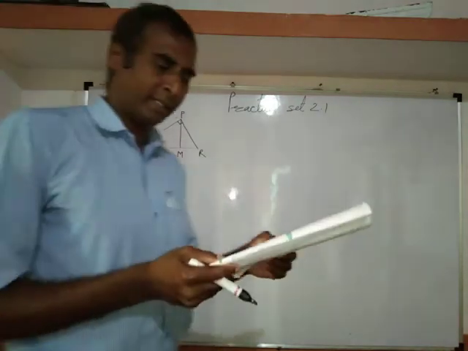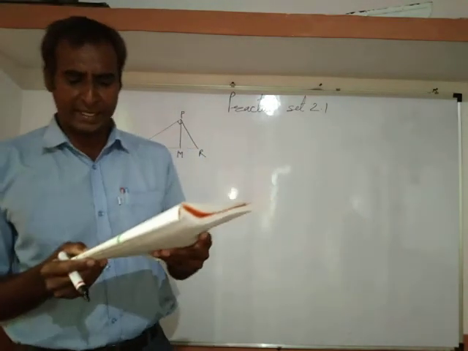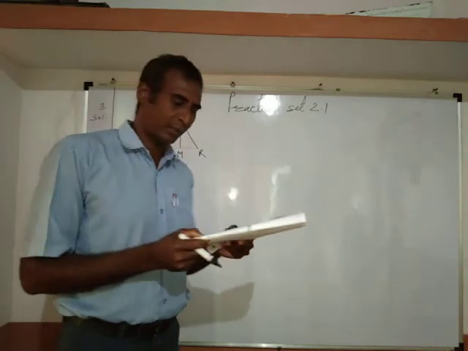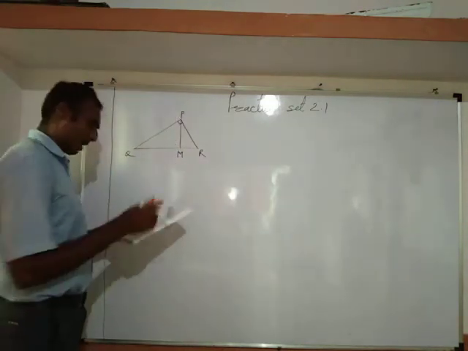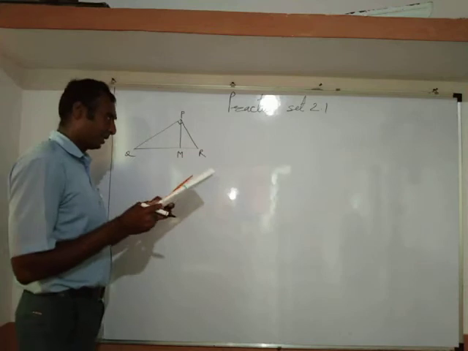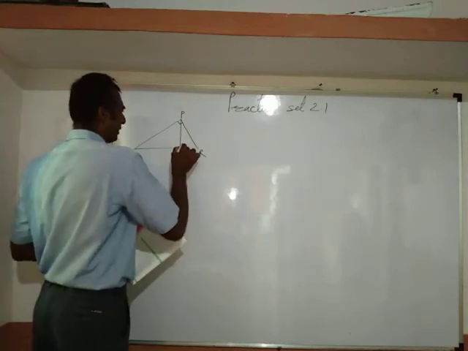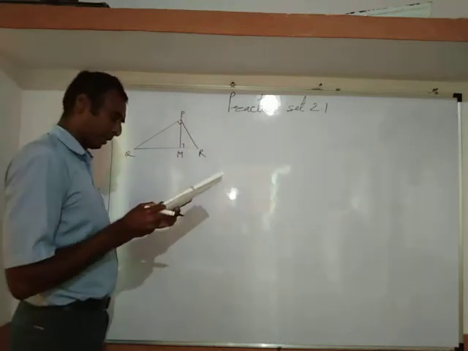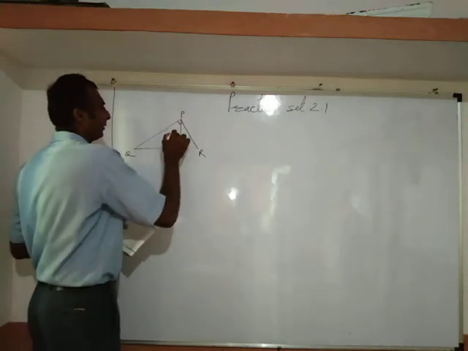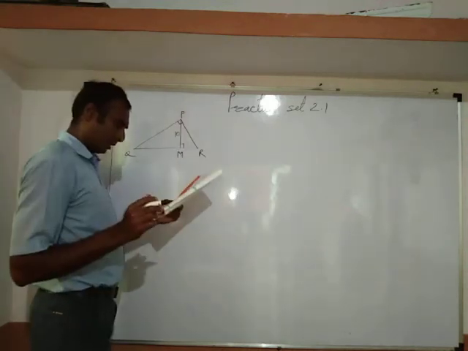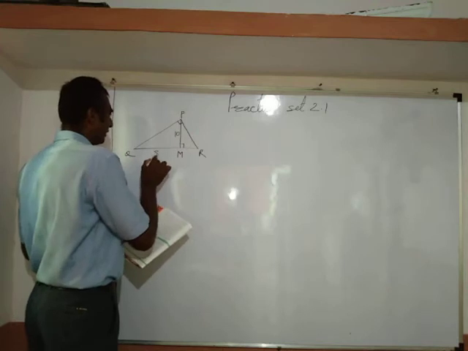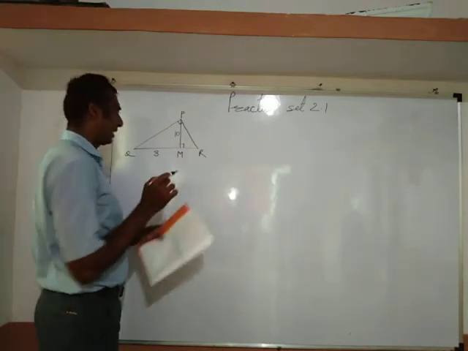Question third. In the figure, angle QPR equals 90 degrees. Seg PM perpendicular seg QR and Q-M-R. PM equals 10. QM equals 8. Find QR.